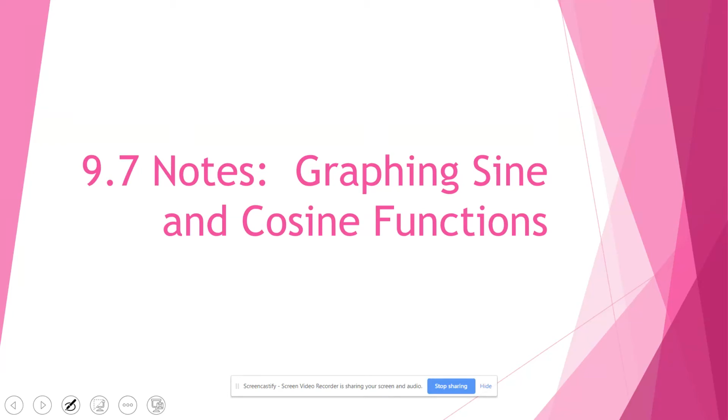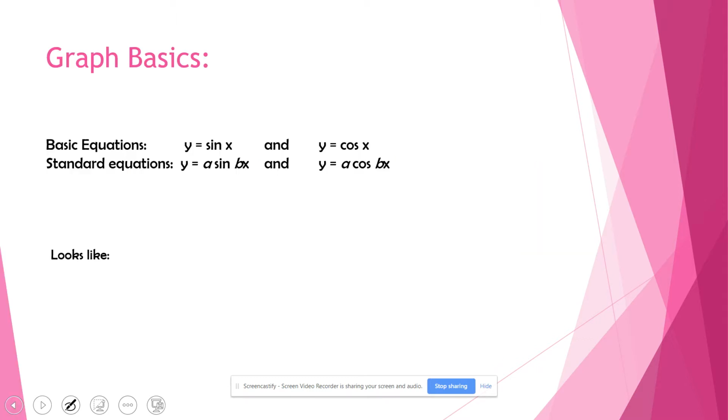Hello everybody. Today we're going to talk about graphing basic sine and cosine functions. So we have our equations. The basic equations have an a value of 1 and a b value of 1. So if you don't see anything here or here, then they're an understood 1. Otherwise, we have a and b in the same spot for both functions.